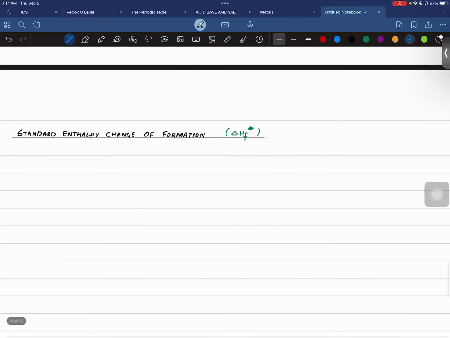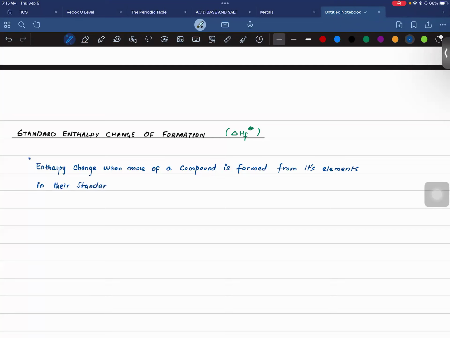So what is standard enthalpy change of formation? Basically, this is an enthalpy change when one mole of a compound is formed from its elements in their standard states, under standard conditions.